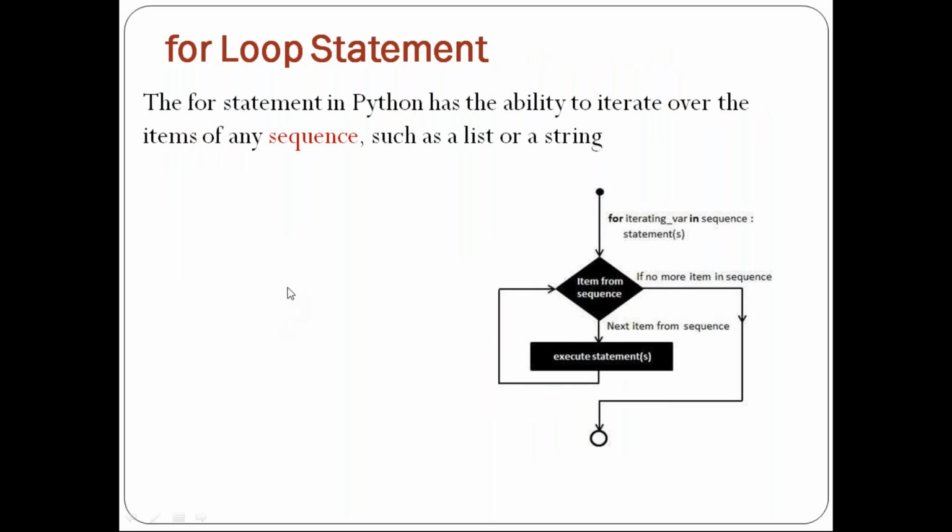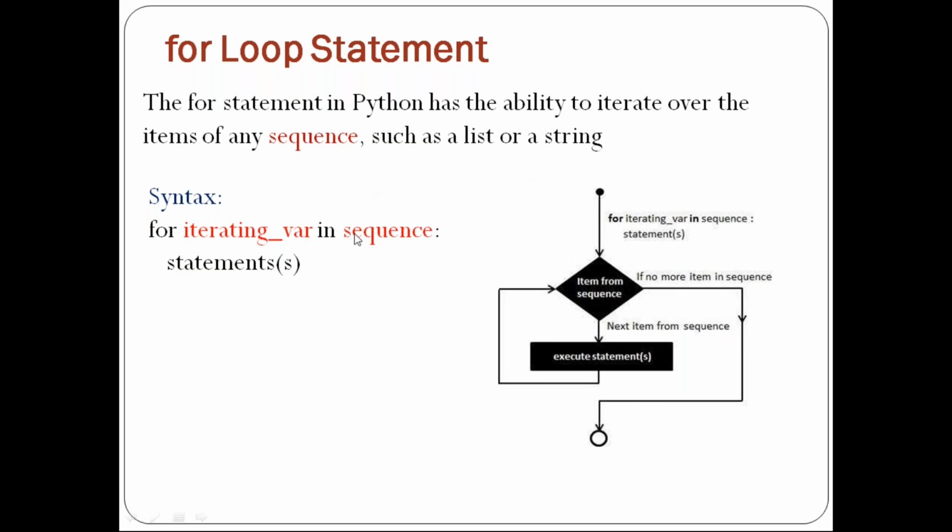Next, go for the for loop. The syntax for the for loop is: for the iterating variable in sequence, followed by a colon, and followed by a set of statements. And this set of statements will be written following the proper indentation. Generally, we will be using one tab space while writing these statements in the for block.